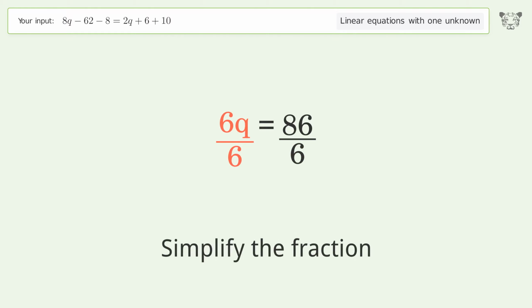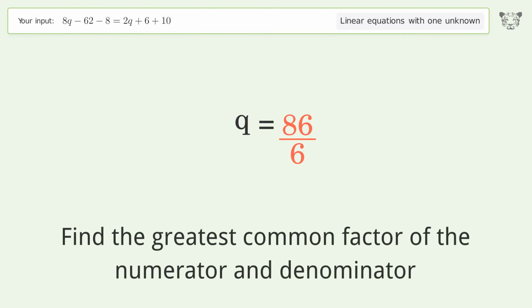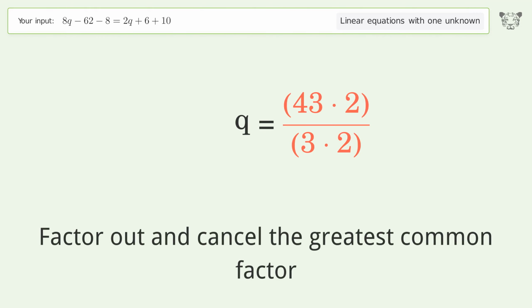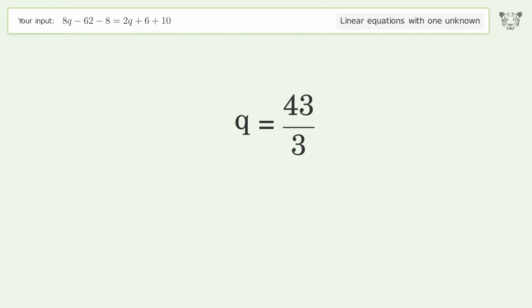Simplify the fraction. Find the greatest common factor of the numerator and denominator. Factor out and cancel the greatest common factor. And so the final result is q equals 43/3.